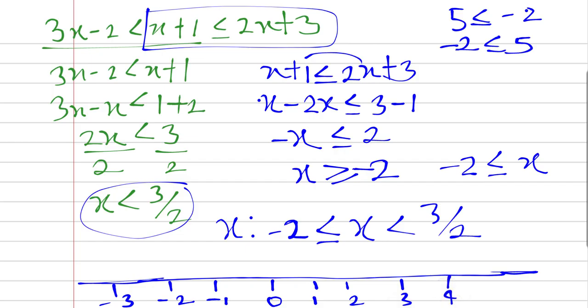3 over 2 is the same thing as what? As 1.5. So we know that 1.5 will be in here. So we have minus 2. You can see now, they will join each other. So we have at minus 2, you can see.